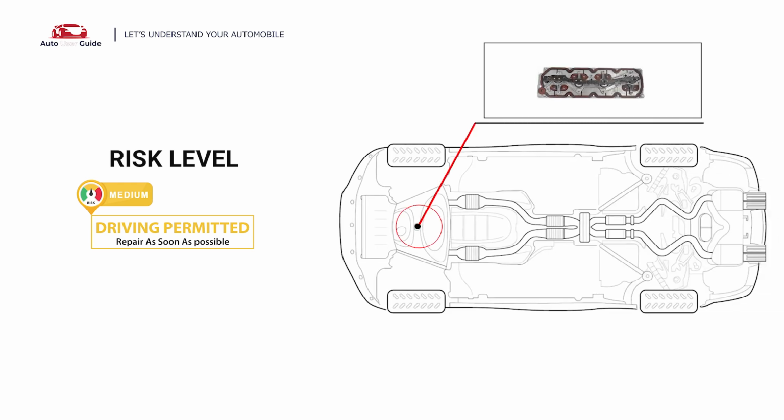This engine code often means the engine's deactivation system, designed to improve fuel efficiency, has detected a problem with the electrical circuit for the deactivation solenoid on the 7th cylinder. Under this circumstance, short-distance driving is permitted, but your vehicle should be repaired as soon as possible.